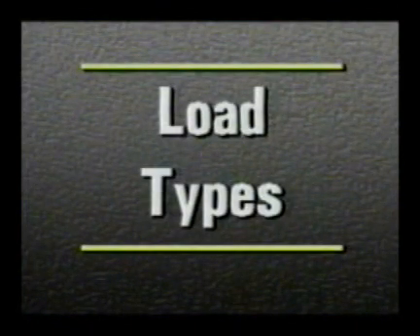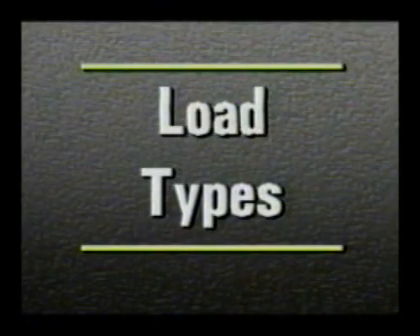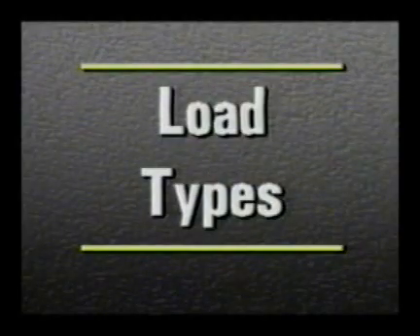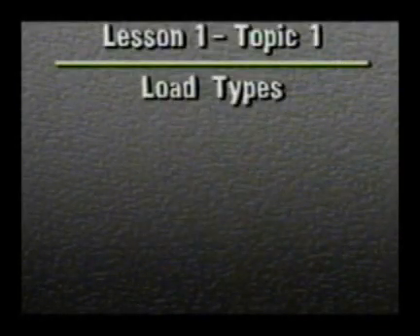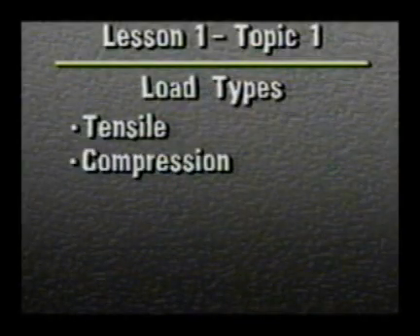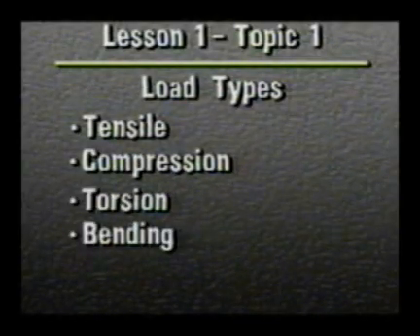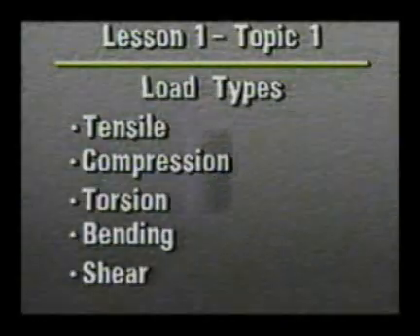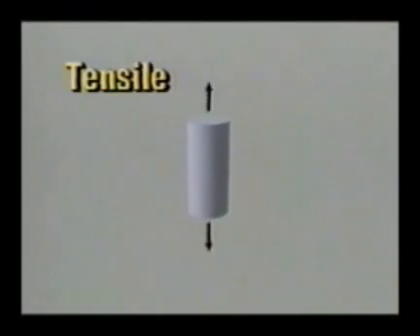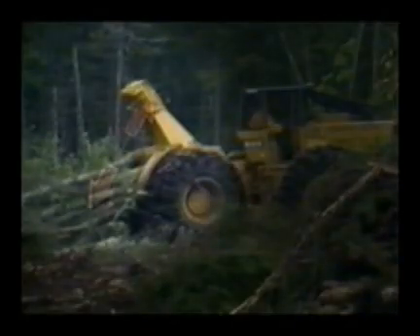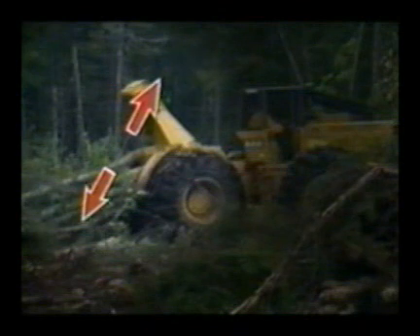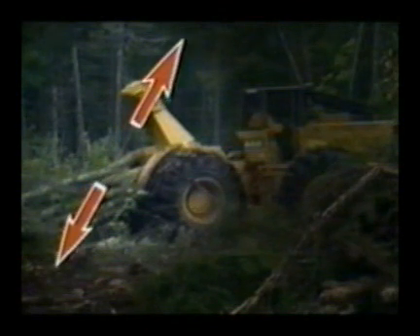In order to understand how and why fractures occur, you must first be able to recognize and explain the different types of forces or loads that can cause fractures. There are 5 possible load types: tensile, compression, torsion, bending, or shear. Tensile loads are forces that try to pull something apart, much like a game of tug-of-war or stretching a rubber band. This cable is experiencing tensile loads due to the weight of the logs being dragged along behind the skidder.